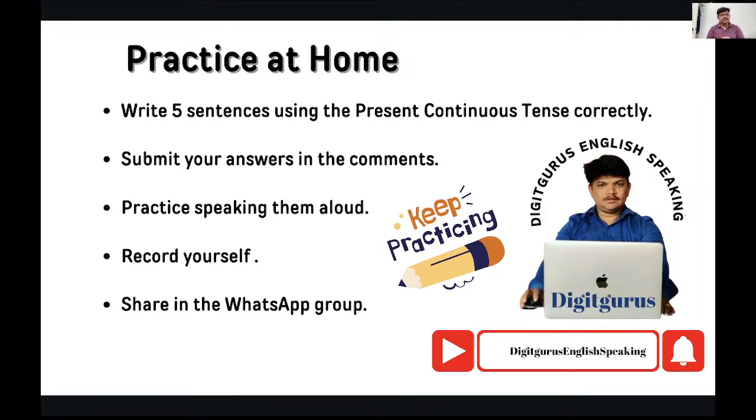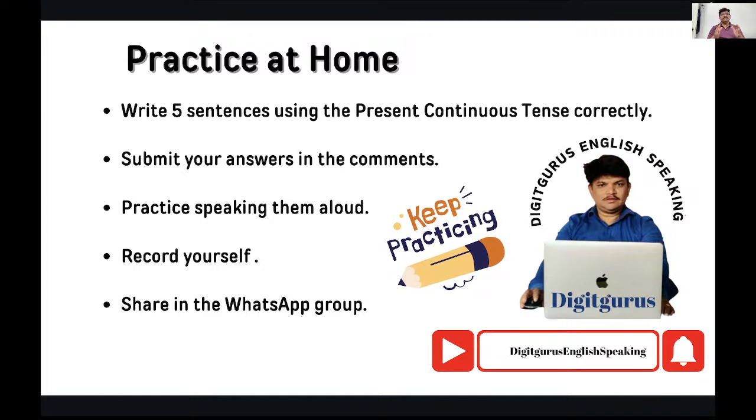Okay? Next thing, record yourself. You have a smartphone. Very powerful instrument. You may use that device to record yourself. You may record audio or video.